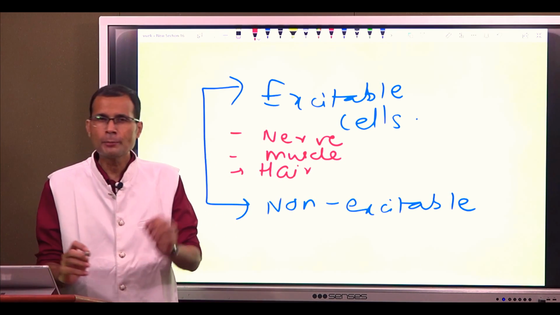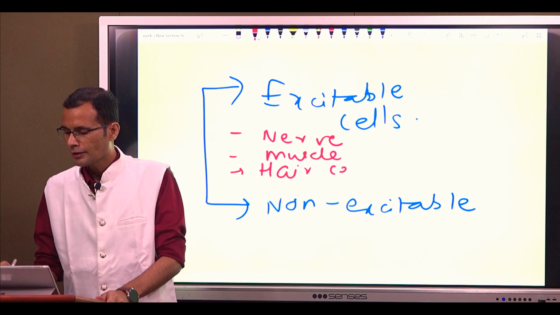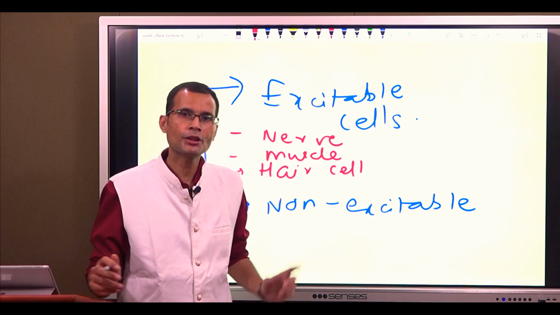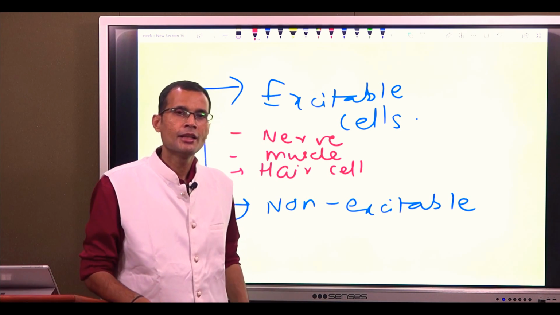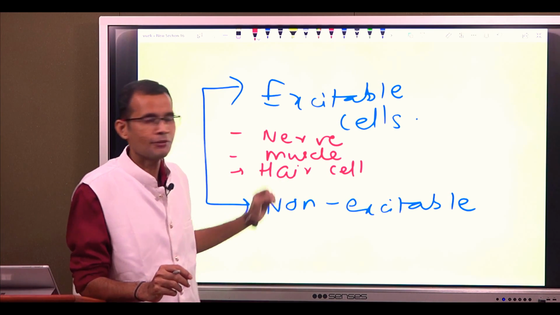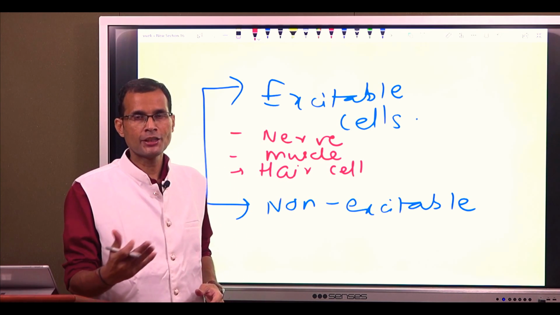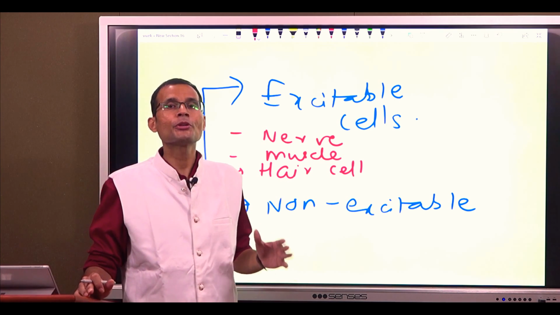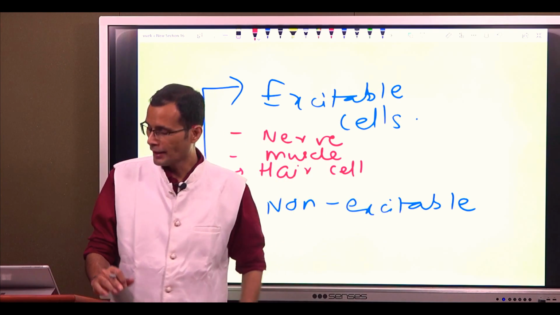Let's take a few very peculiar examples for our discussion. Hair cell in the cochlear and the vestibular apparatus. It's an excitable cell. Its membrane is going to excite, and it is going to be a peculiar way of membrane excitation, as we will discuss. Or pancreatic beta cell for the secretion of insulin. Its membrane is going to excite, and we will see how that membrane excitation occurs.